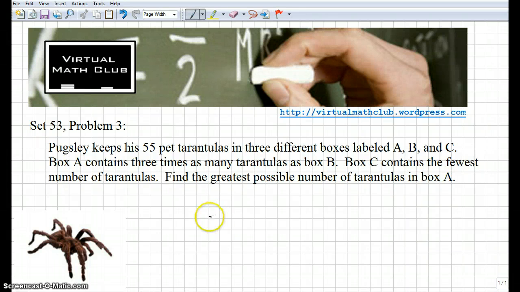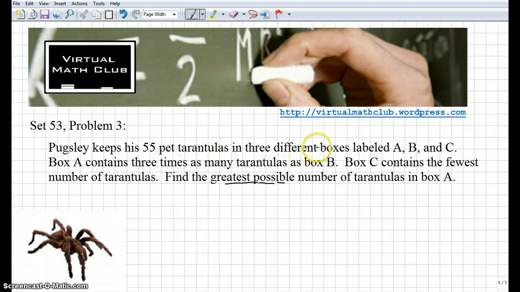In this problem, Pugsley keeps his 55 pet tarantulas in 3 different boxes labeled A, B, and C. Box A contains 3 times as many tarantulas as box B. Box C contains the fewest number of tarantulas, and we are asked to find the greatest possible number of tarantulas in box A. Okay, the greatest possible. So that tells us there's probably more than one solution to this problem. We're asked to find the greatest possible number of tarantulas in box A.